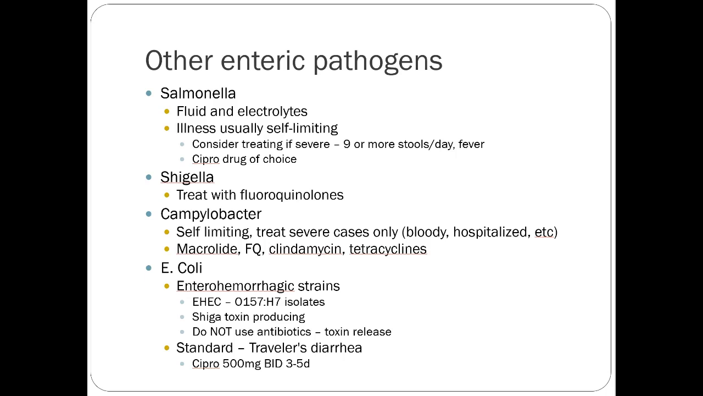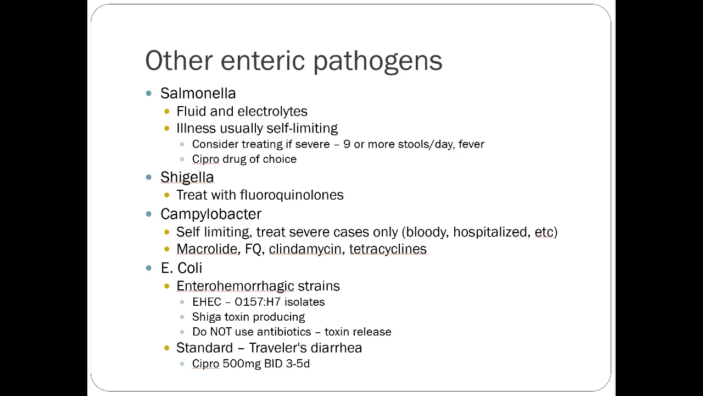Other enteric pathogens, if you have somebody with infectious diarrhea and you do a stool culture, these are some of the things you'll see come up. Salmonella, food poisoning. It's usually self-limiting, and we probably are going to treat it if it's severe, so 9 or more stools per day, and if they have a fever. You could consider treating it if it's a little less severe than that. We treat most salmonella patients. Cipro is the drug of choice for salmonella.